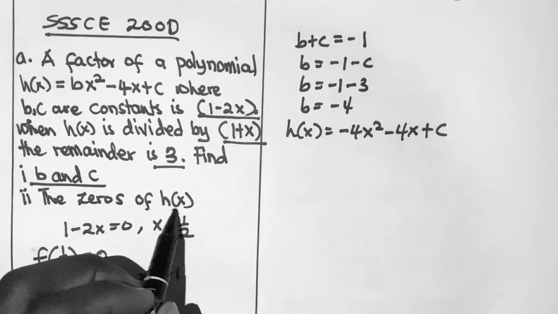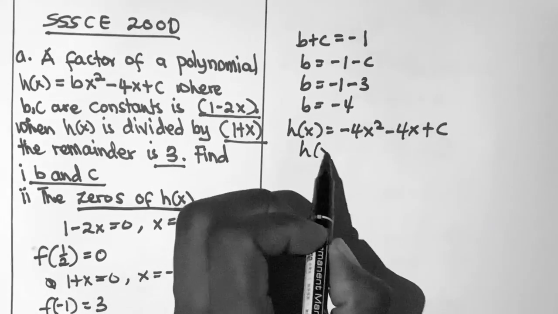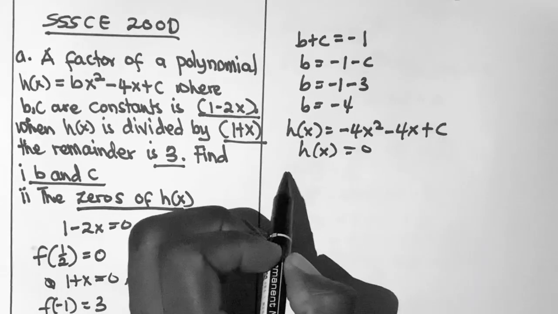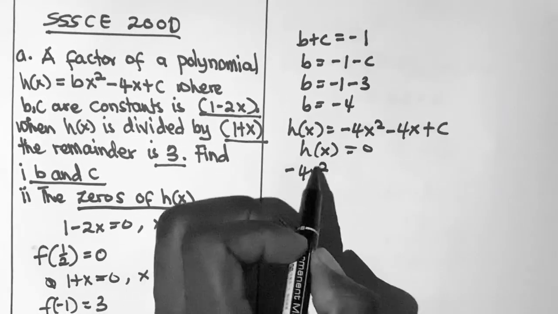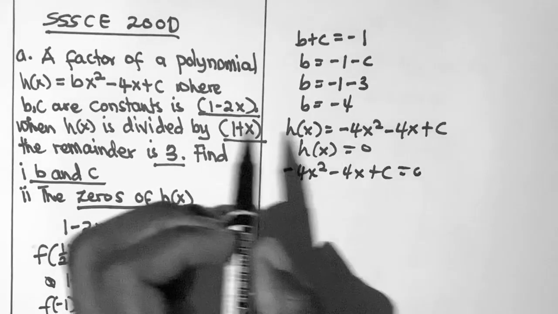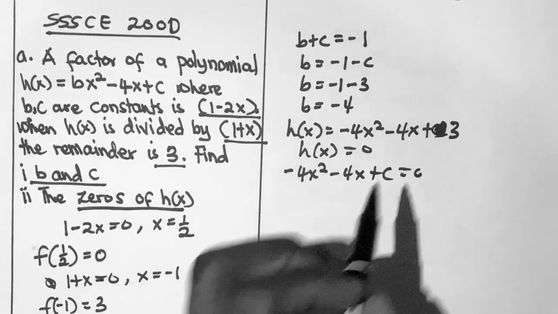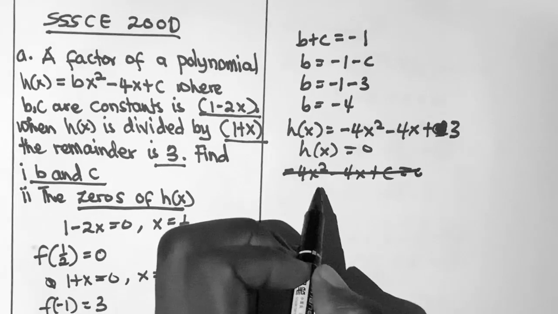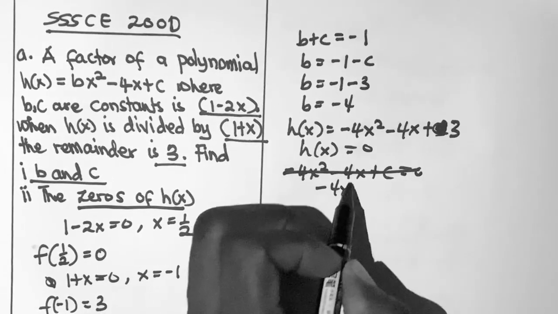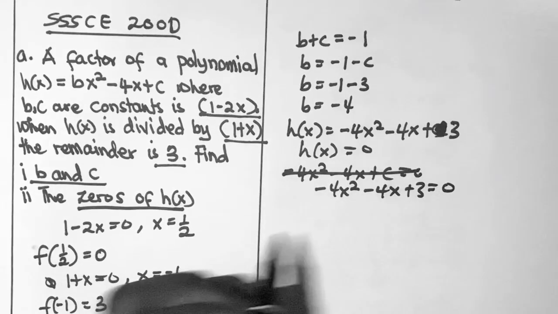Then the second part is we should find the zeros of h of x. So that means take h of x and then equate to 0. So this implies that minus 4x squared minus 4x plus c is equal to, c is 3, so here is plus 3. So let me rewrite this. So minus 4x squared minus 4x plus 3 is equal to 0.